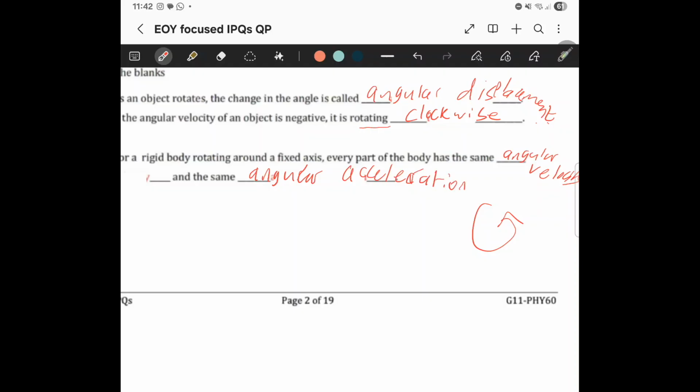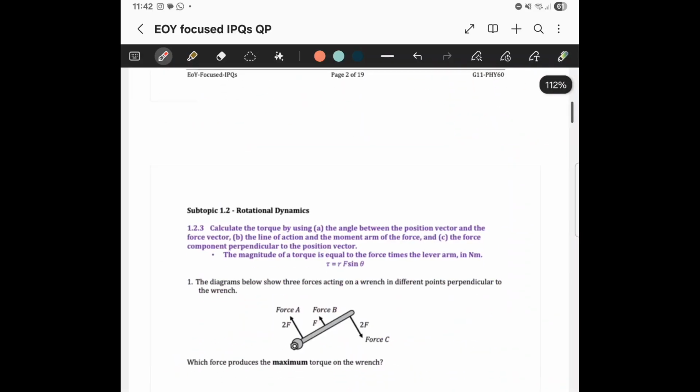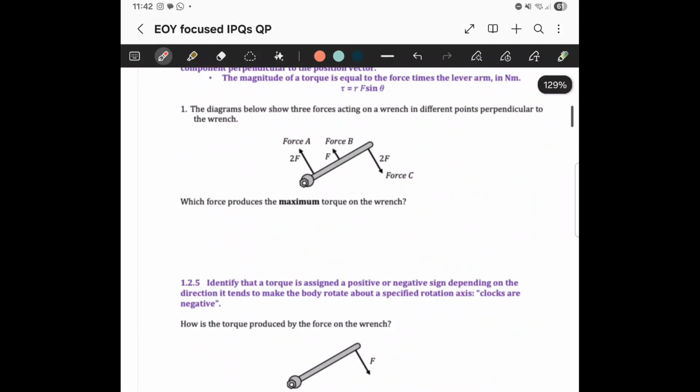Acceleration. Spelling is not important. My handwriting is not important because you can hear me talk at the same time, so hopefully that will make up for my horrible handwriting. Okay, so let's continue on.